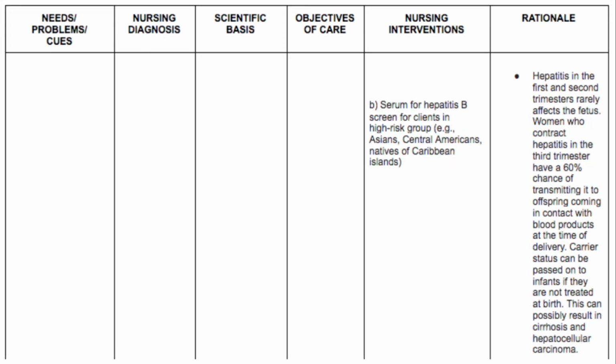Obtain serum for hepatitis B screen for clients in high-risk groups such as Asians, Central Americans, and natives of Caribbean islands. The rationale being that hepatitis in the first and second trimesters rarely affects the fetus. Women who contract hepatitis in the third trimester have a 60% chance of transmitting it to offspring coming in contact with blood products at the time of delivery. Carrier status can be passed on to infants if they are not treated at birth. This can possibly result in cirrhosis and hepatocellular carcinoma.